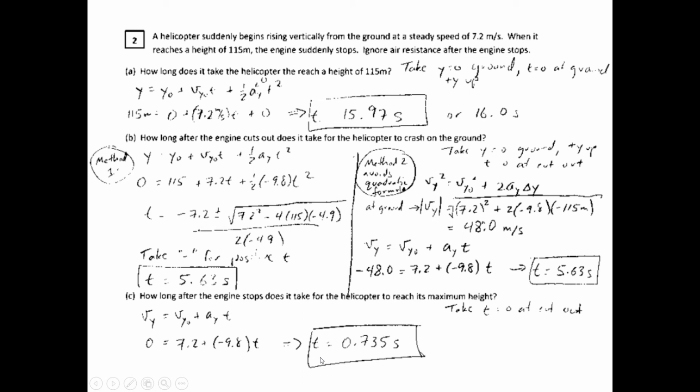So when the engine cuts out, for 0.7 seconds after that, it's still rising before it comes to a maximum height and then starts falling down to the ground.